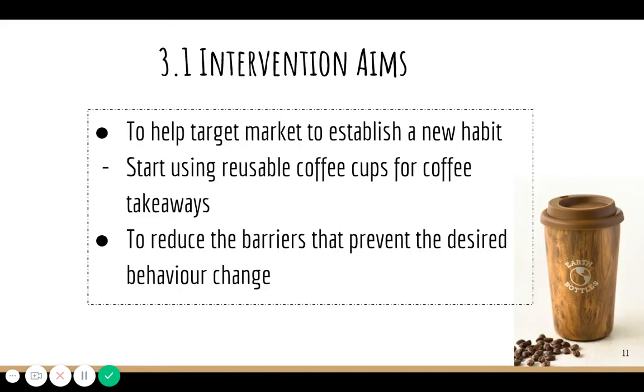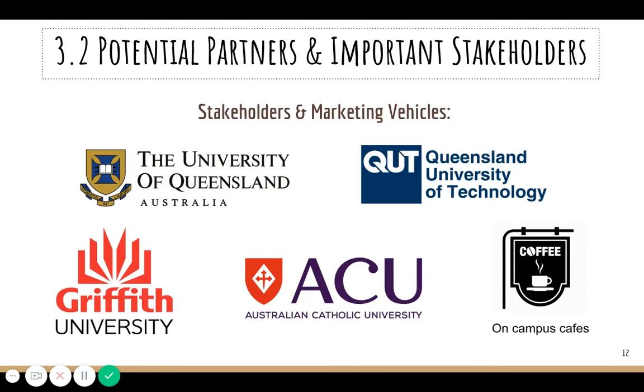The intervention aim is to help the target market to establish a new habit, which is to start using reusable coffee cups for coffee takeaways. It is also to reduce the barriers that prevent the desired behavior change of the target market. Next, we are looking at our potential partners and important stakeholders for the intervention plan.